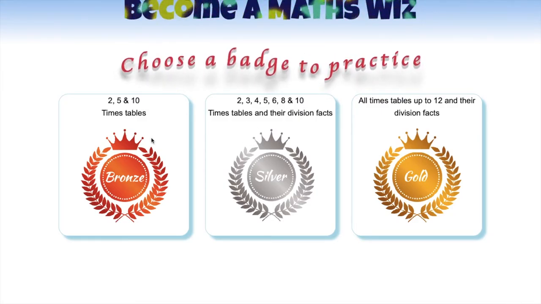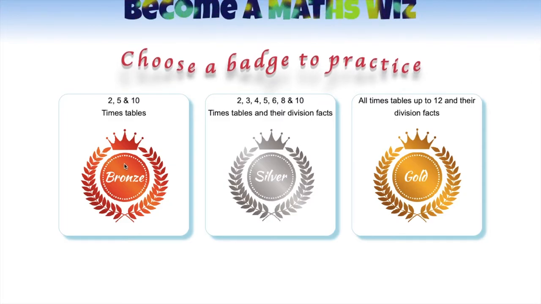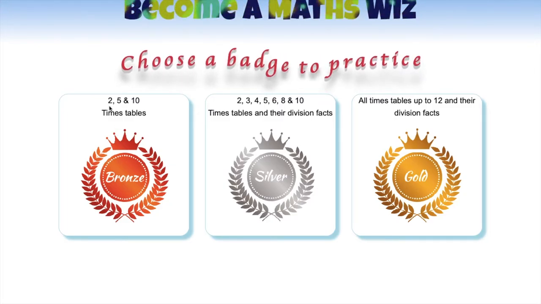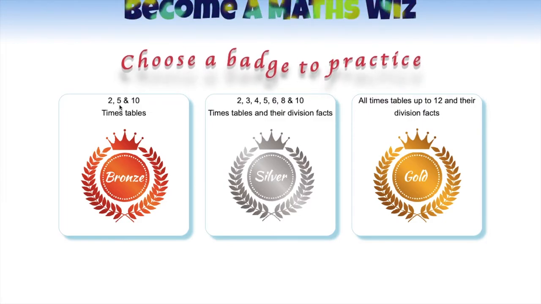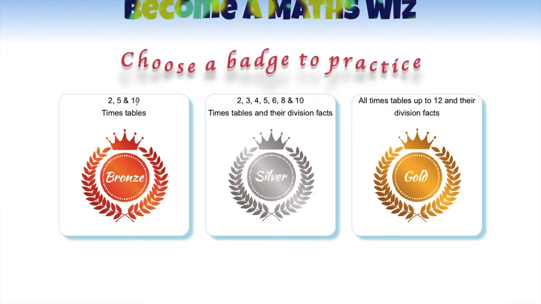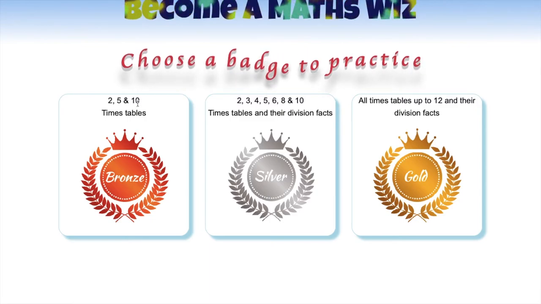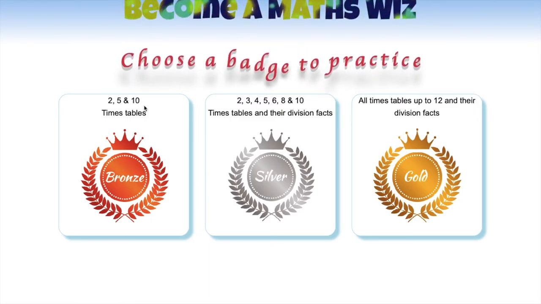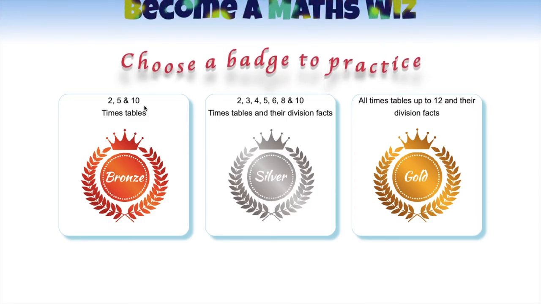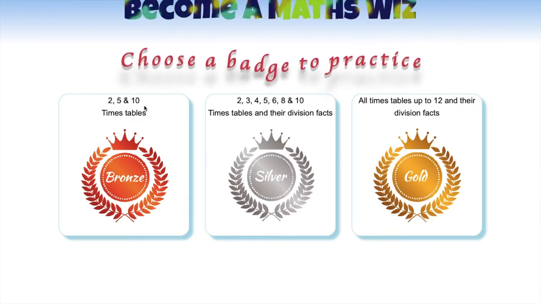Now, the reason there are so many questions, like on bronze, there are 72, and you might think, well, we go up to 12, so that's one lot of 12, that's another lot of 12, that's 3 lots of 12, so 12, 24, 36. How come there's 72? Well, what I have this do is ask the question backwards. So there'll be 1 times 2, 2 times 2, 3 times 2, but there'll also be 2 times 1, 2 times 2, 2 times 3.